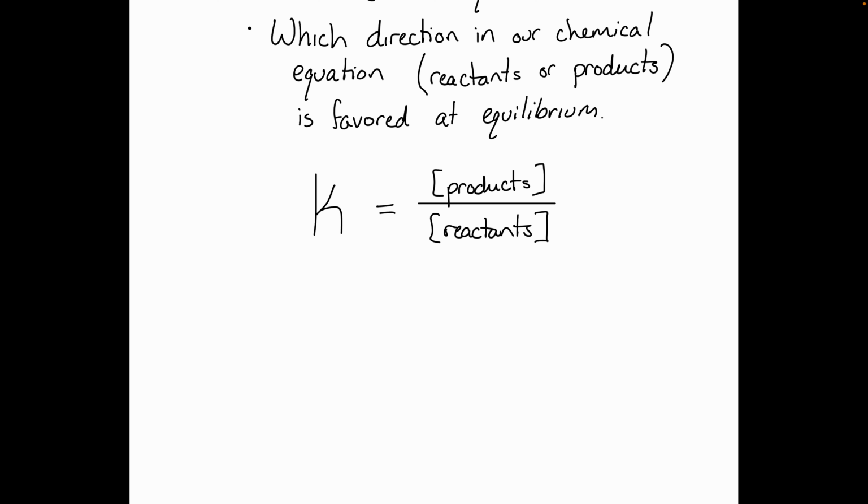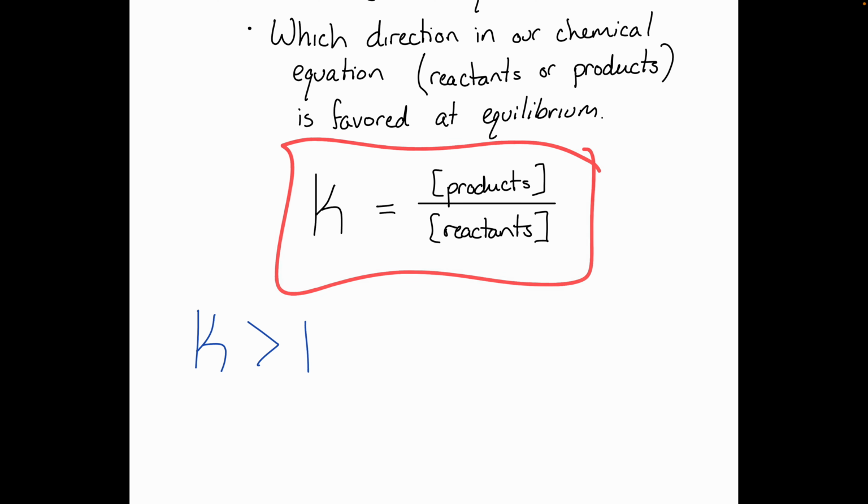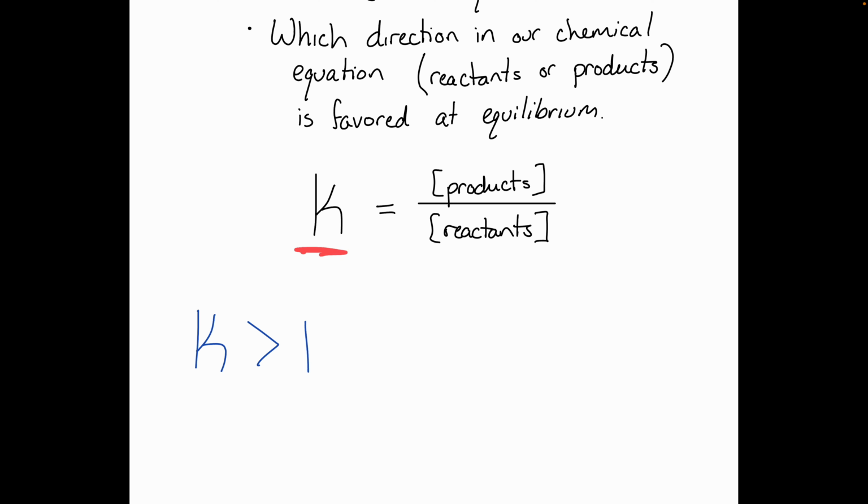So let's think about this. If K is greater than 1, is that a reaction that's going to favor our products or our reactants? Let's look carefully at our expression for K here. If this value of K is greater than 1, what has to be bigger, the numerator or the denominator? The numerator, right? So if K is going to be greater than 1, that means I have to have more products at equilibrium. So this would be an example of something that favors our products.